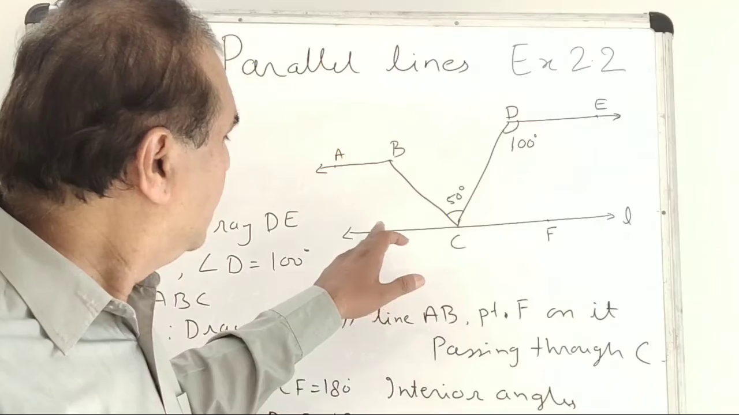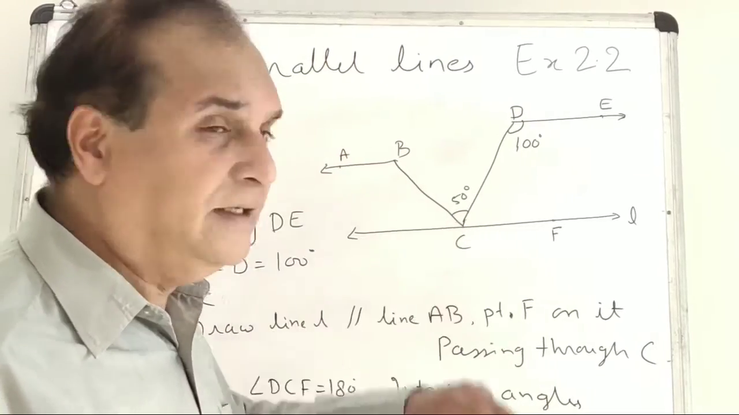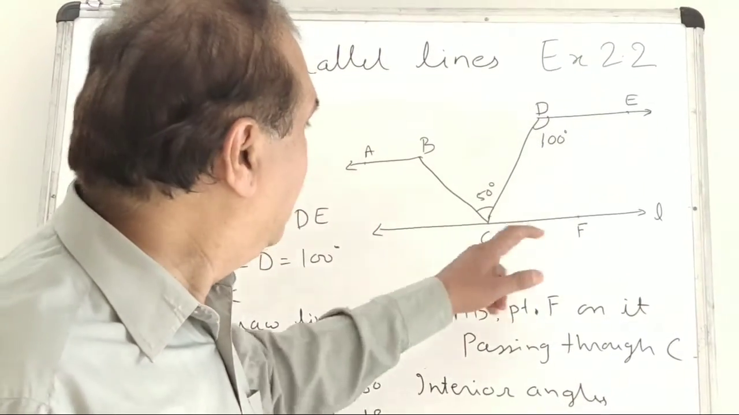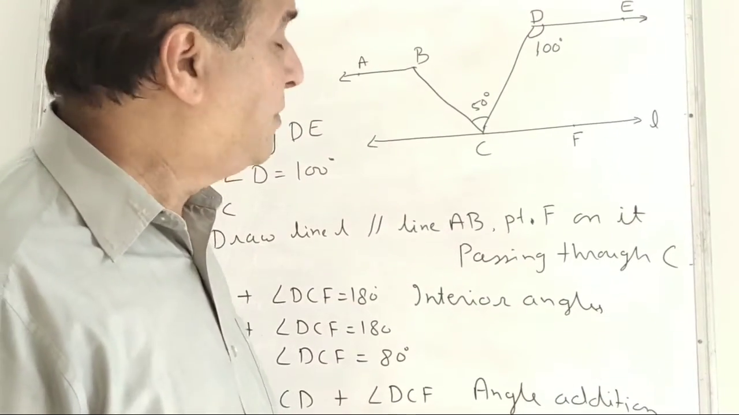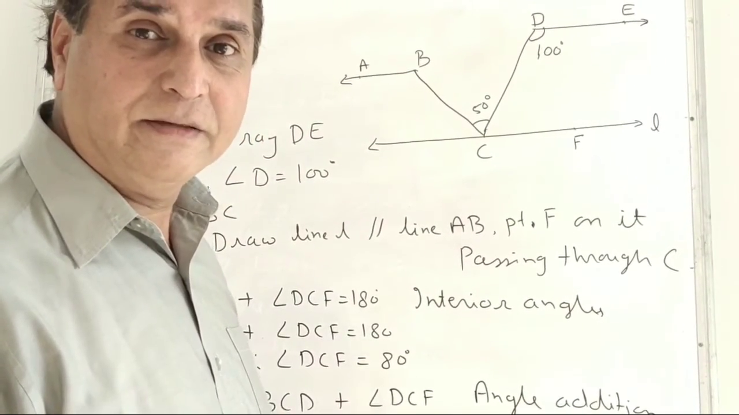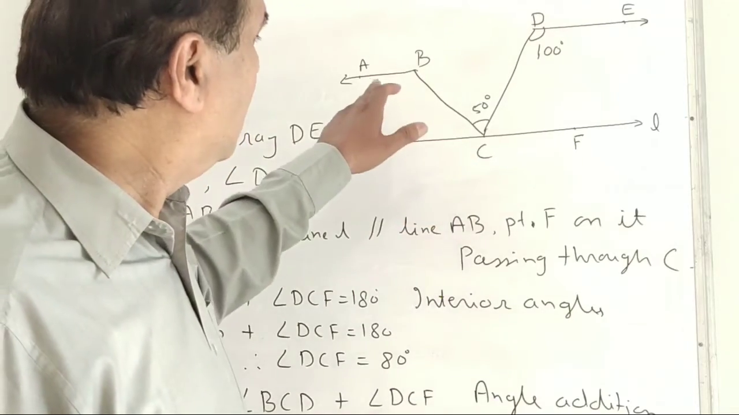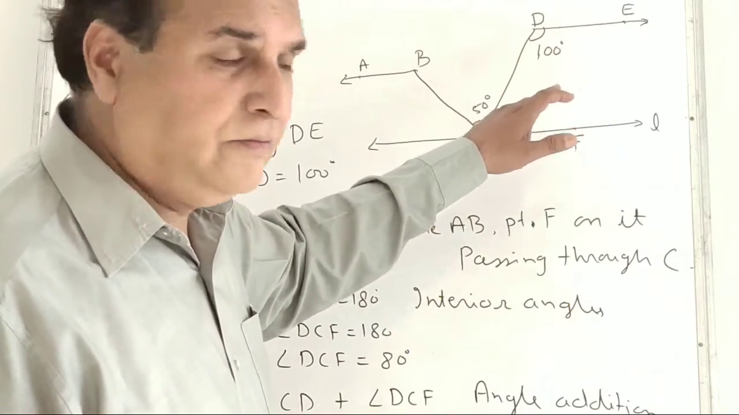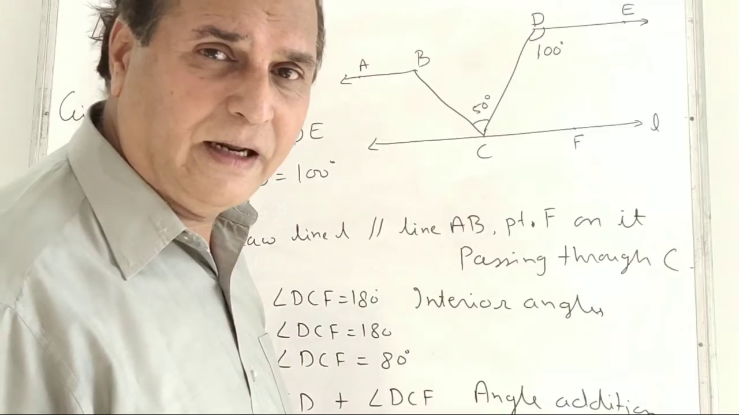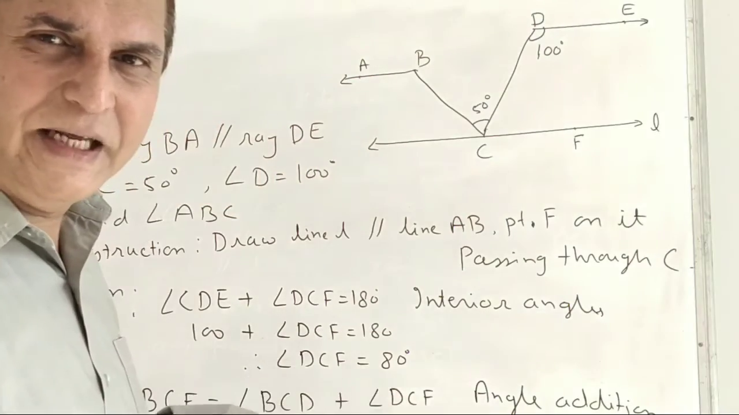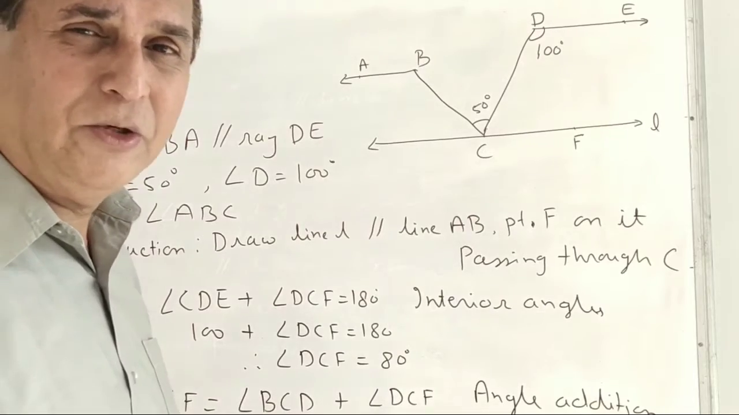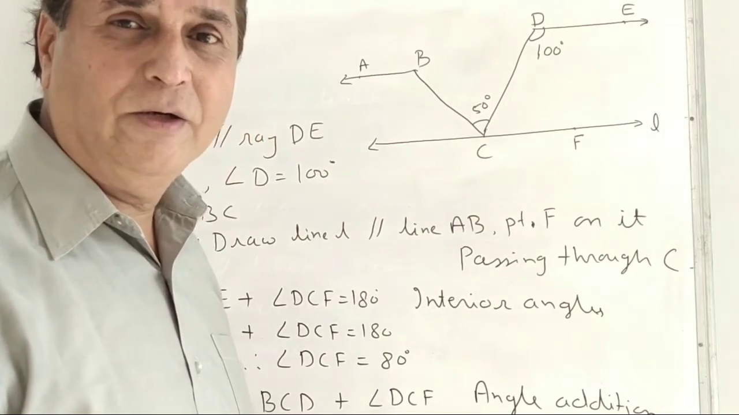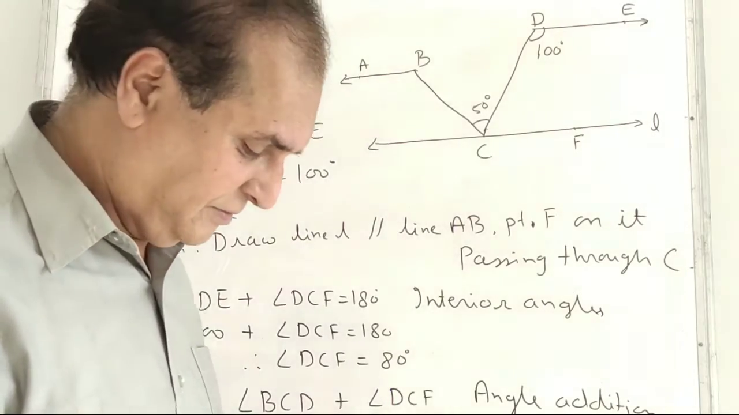If line L is parallel to AB, it is parallel to DE also. If two lines are parallel to the same line, they are parallel to each other. L parallel to AB, AB parallel to DE, so L parallel to DE, right? You can show that in a step, as additional, so that you don't lose marks.